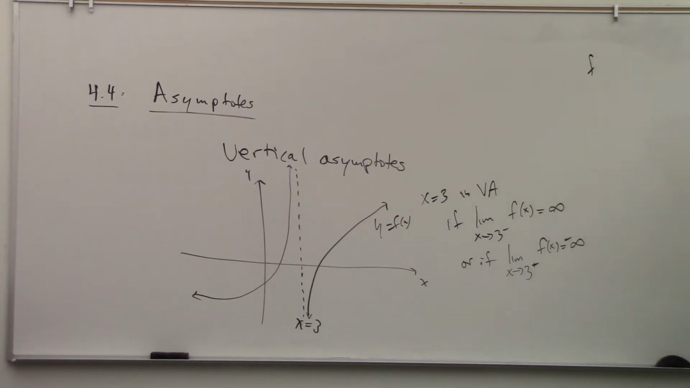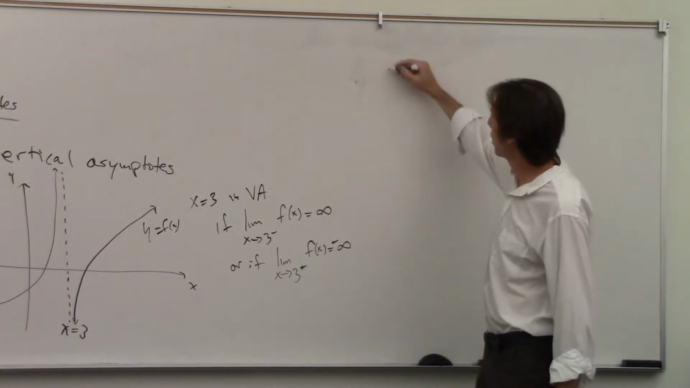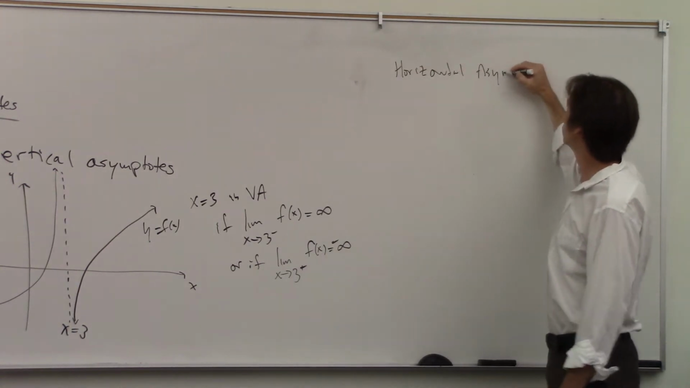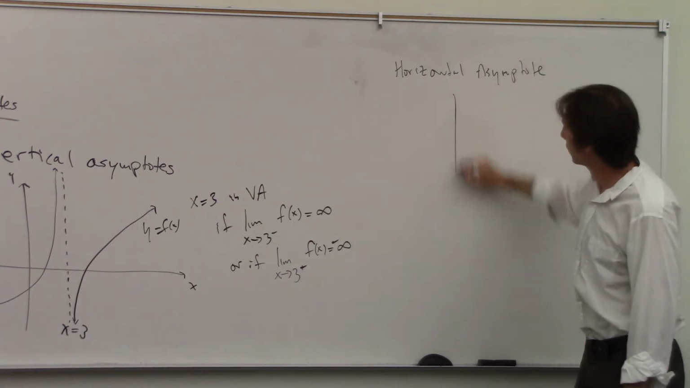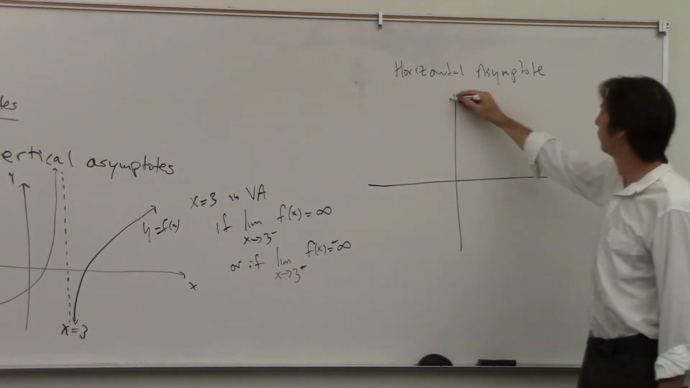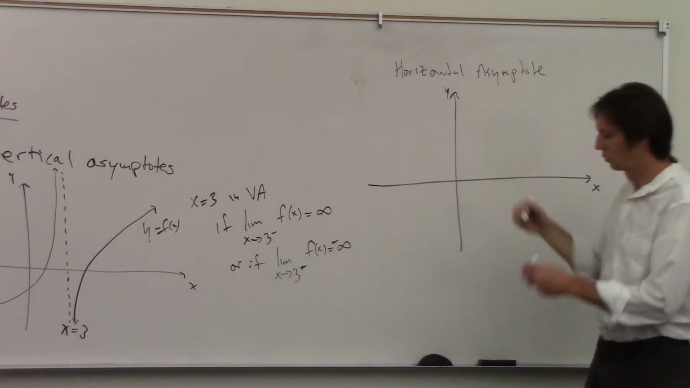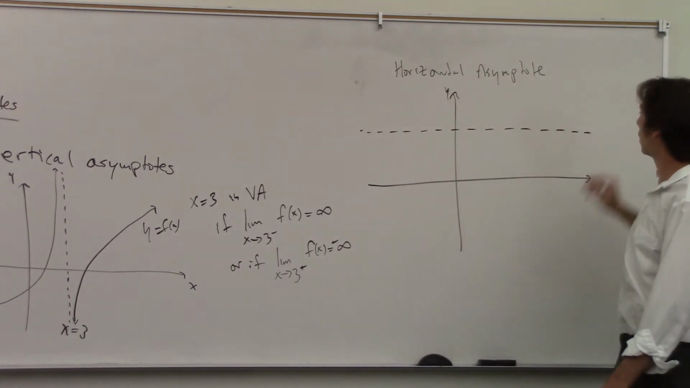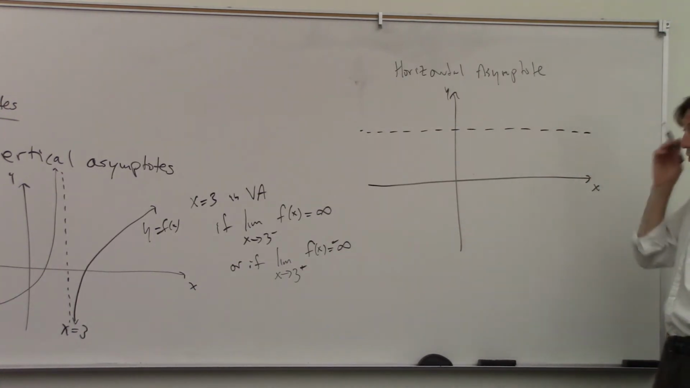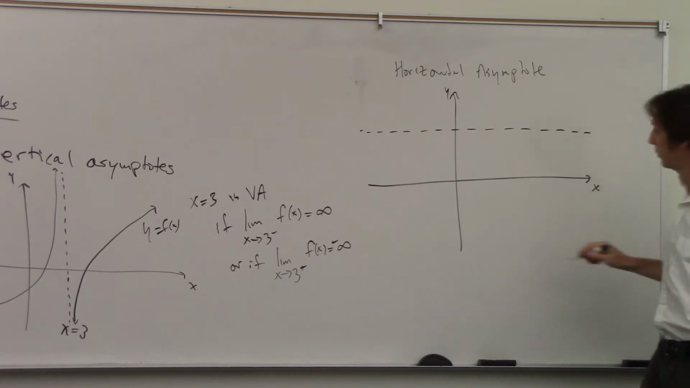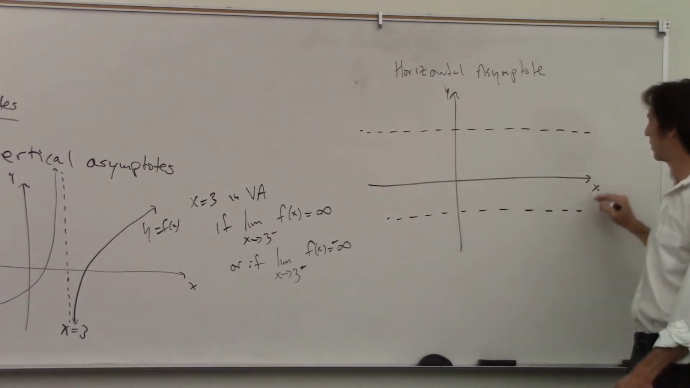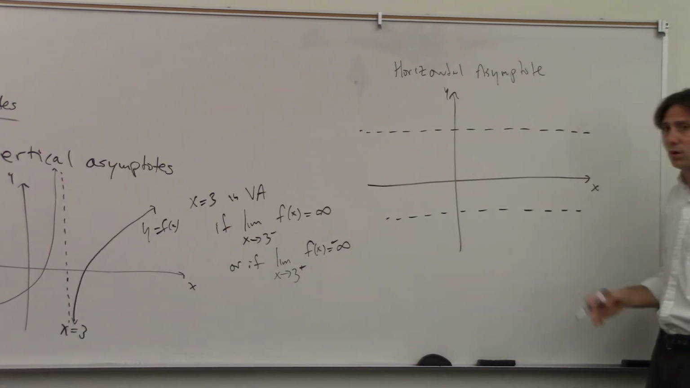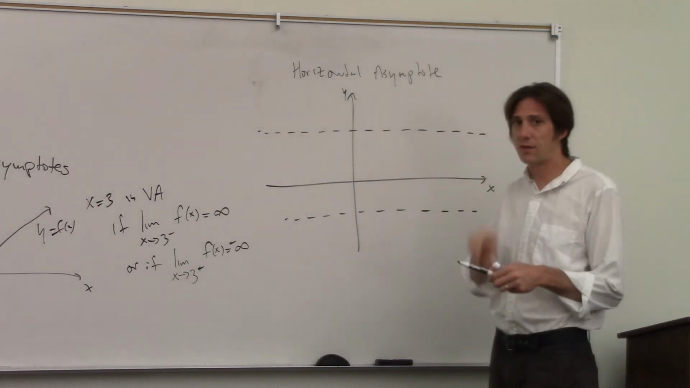The other kind of asymptote that I talk about in this section is something called a horizontal asymptote. Graphically, we might be picturing something like this in the xy plane. Horizontal asymptotes, as you might imagine, can be represented with horizontal dashed lines. It's not necessary that one is above the x-axis and the other is below. Some functions don't have any horizontal asymptotes, but they could have at most 2.